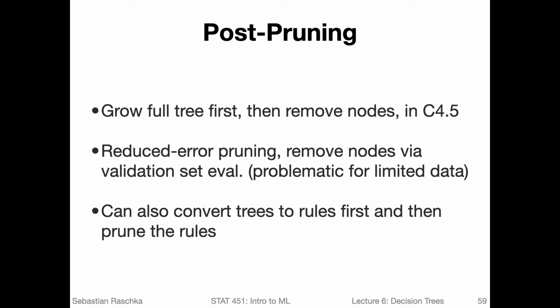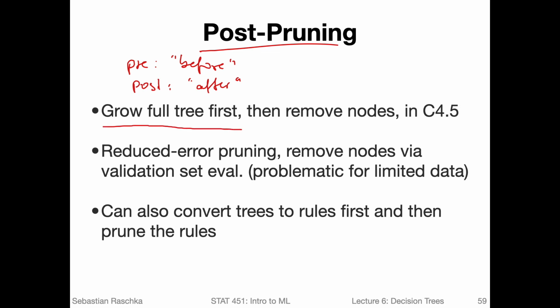So in contrast to pre-pruning, where pre means before, we have post-pruning. Pre means before, and post means after. I think these are Latin words, but I'm not sure. So post-pruning means pruning the tree afterwards, after it's built. So we build the tree first, and then we remove nodes after we grew the tree, after the tree model is finished. And it is, for example, implemented in C4.5 in this algorithm.